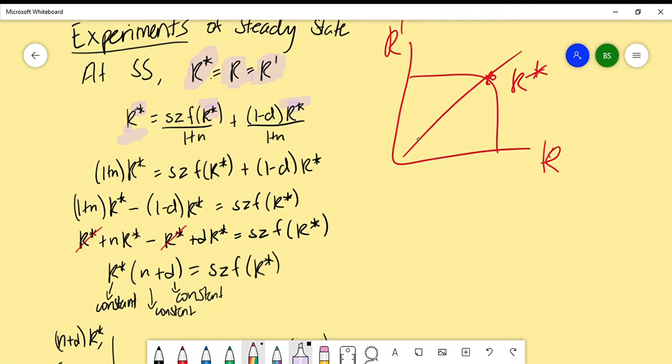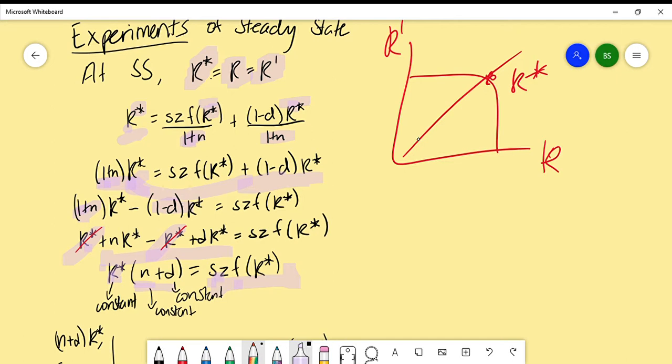Once we have replaced those, we just rearrange this. Multiply it all by 1 plus n to get rid of these. Then we move this term over to the other side and expand the brackets out, get rid of these extra k's, rearrange, and we get k star n plus d equals szfk. This part over here, the zfk, is income. This is equal to y.